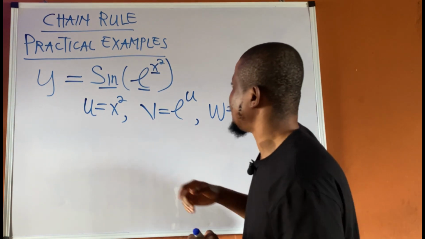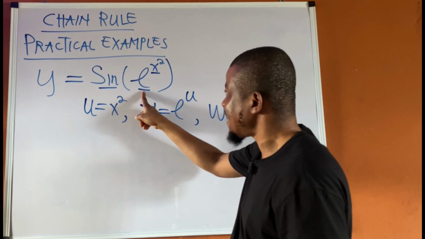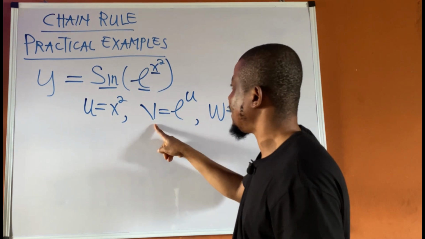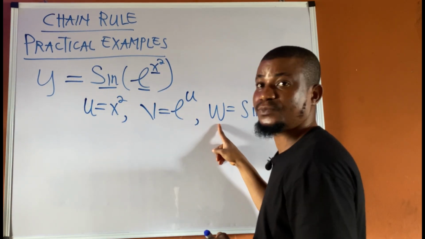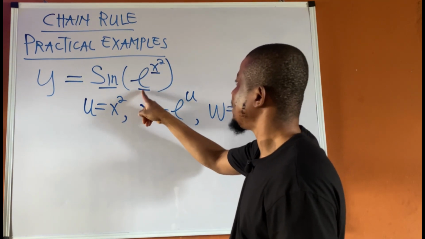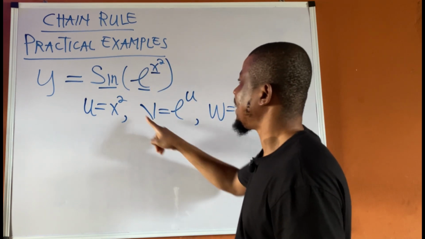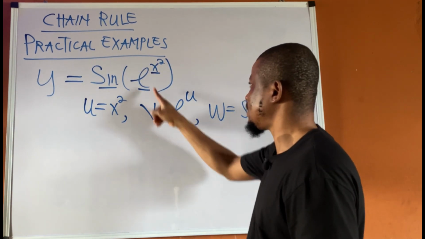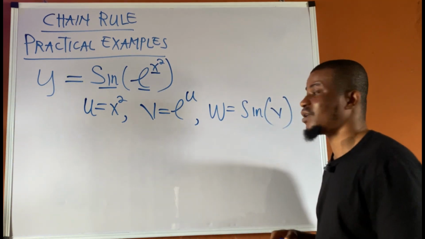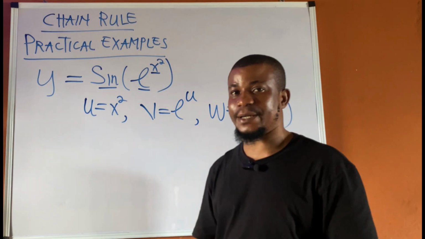Right, let's go about this again. We identify the innermost function, we call it u. The next function to it, we call it v. And the last function, we call it w. Right? If we write this as u, then this will be exponential u. Because this is already u, we call it v. And then this will be sine v, because this is already v. We call this w, right? And then if you can identify this, the next thing is to differentiate them.